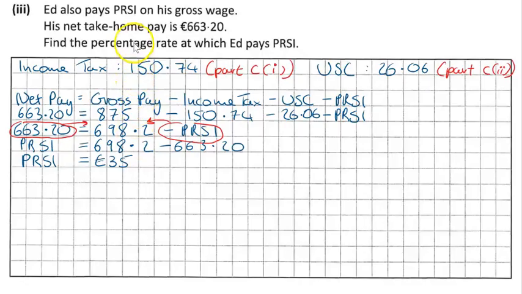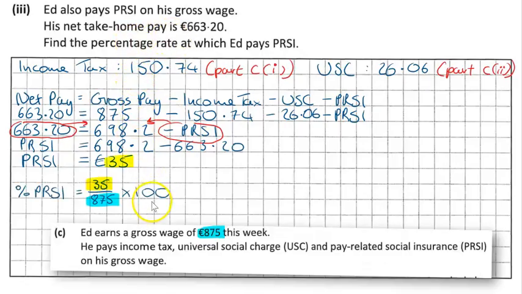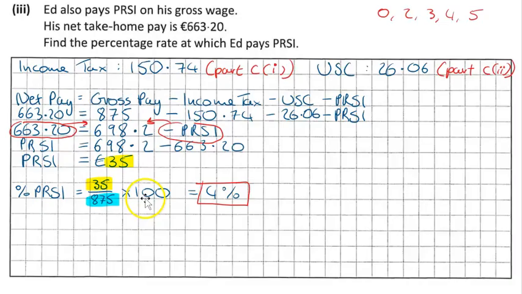So we want the percentage rate. So it's going to be 35 over €875. So that's his gross wage. That's from Part C, the start of Part C. So 35 over his total gross wage. So 35 over 875 times 100 gives us 4%. Don't forget to stick on your percentage symbol. So the percentage rate at which Ed pays PRSI is 4%.